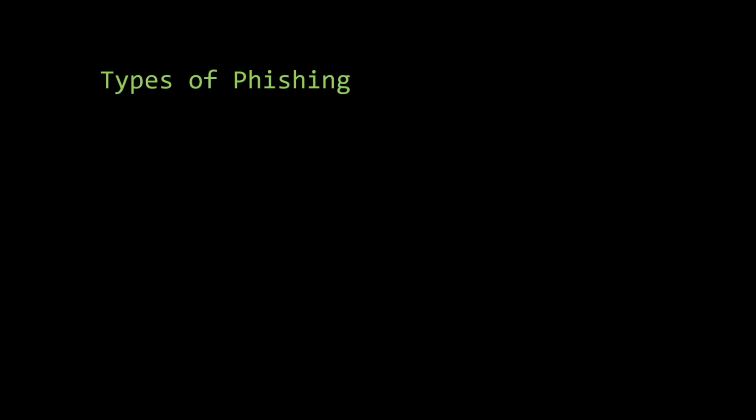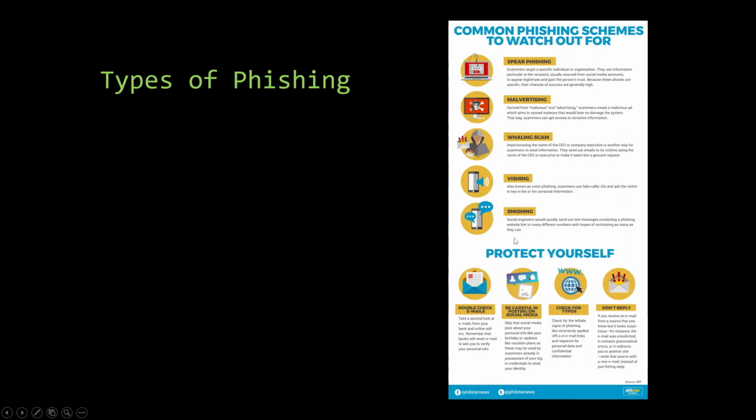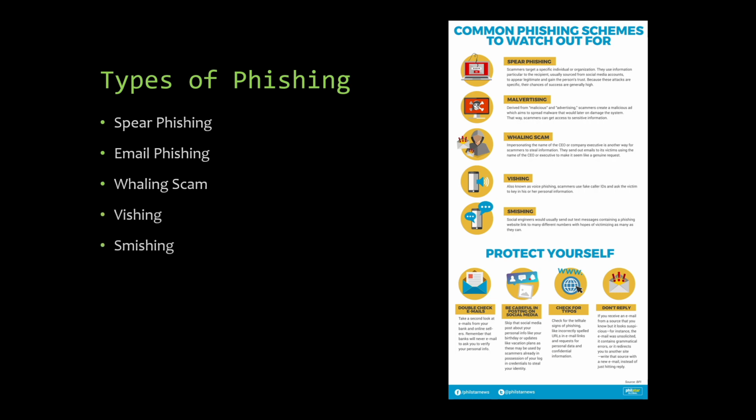Now, let's continue on knowing more about phishing. Phishing also has different types, and in this video, I will be showing you the 5 types of phishing attacks that are mostly used by hackers. Here, we have spear phishing, email phishing, whaling scam, vishing, and smishing.